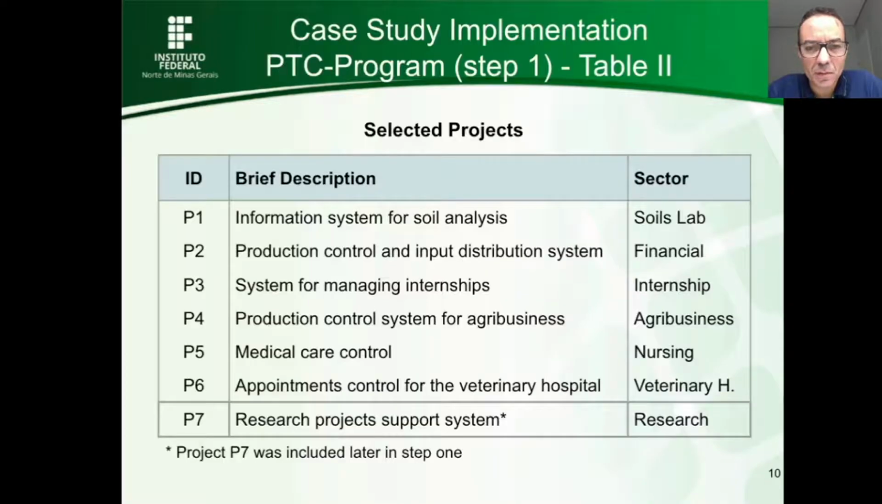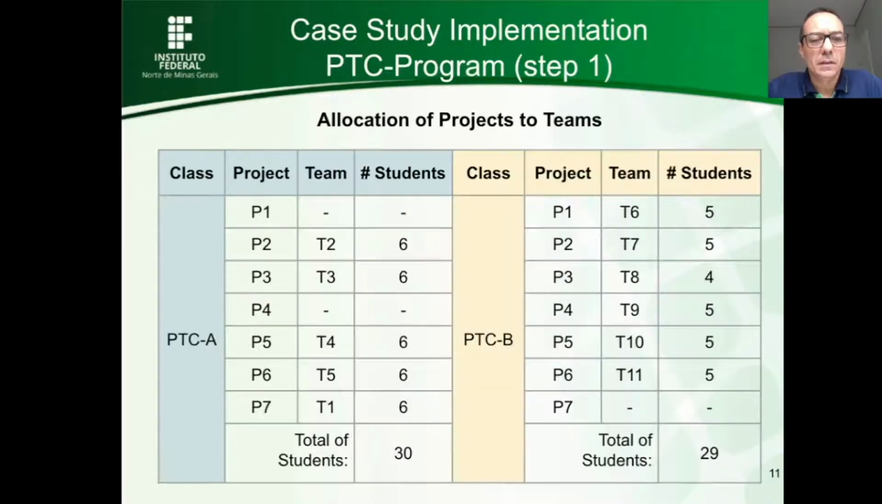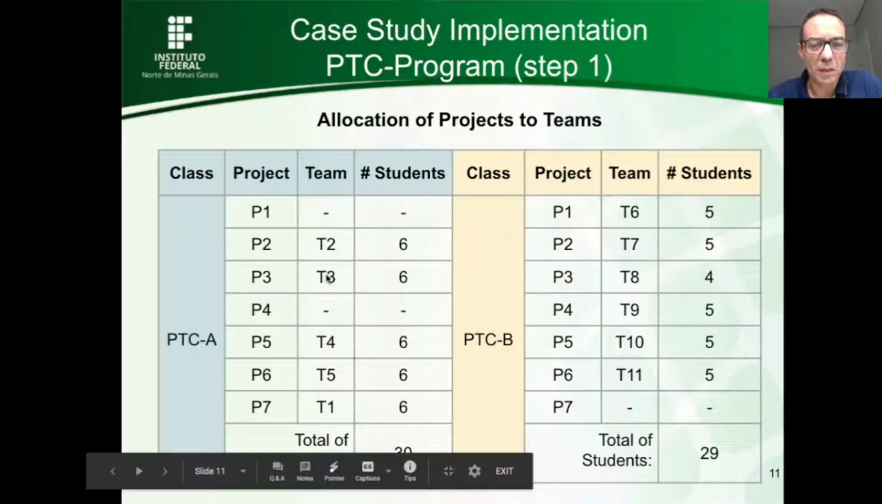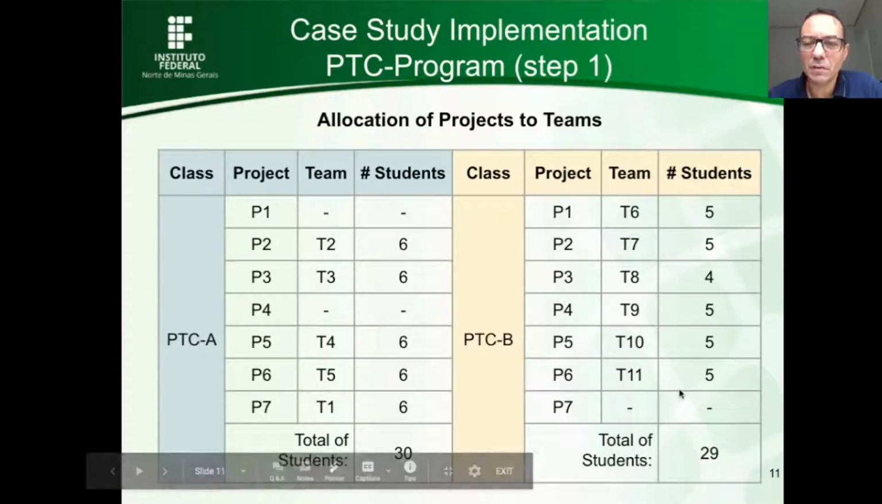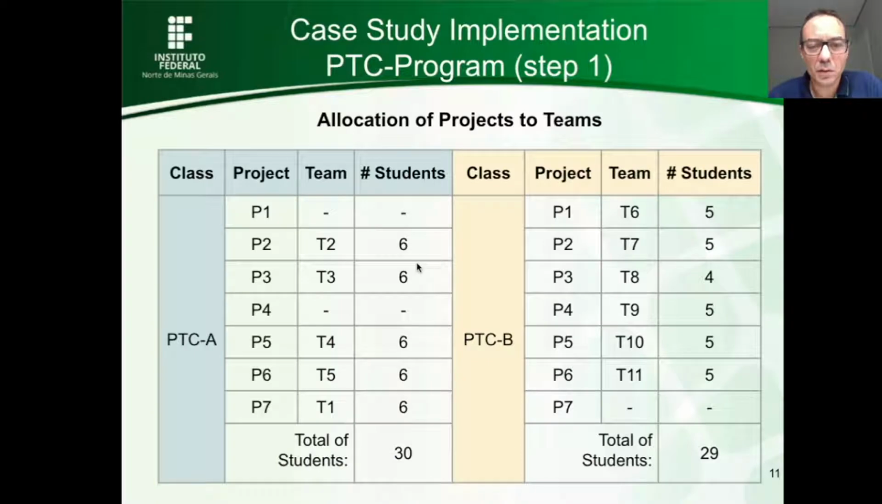Case study implementation. After discussing with potential clients, these were the projects selected. They are from different domains for different sectors, as we can see. This is the allocation of projects to teams. In step 1, we had 2 classes. Class A was divided into 5 teams with 6 students each, and in class B we had 6 teams, one with 4 students and the others with 5 students, each team allocated to one project.